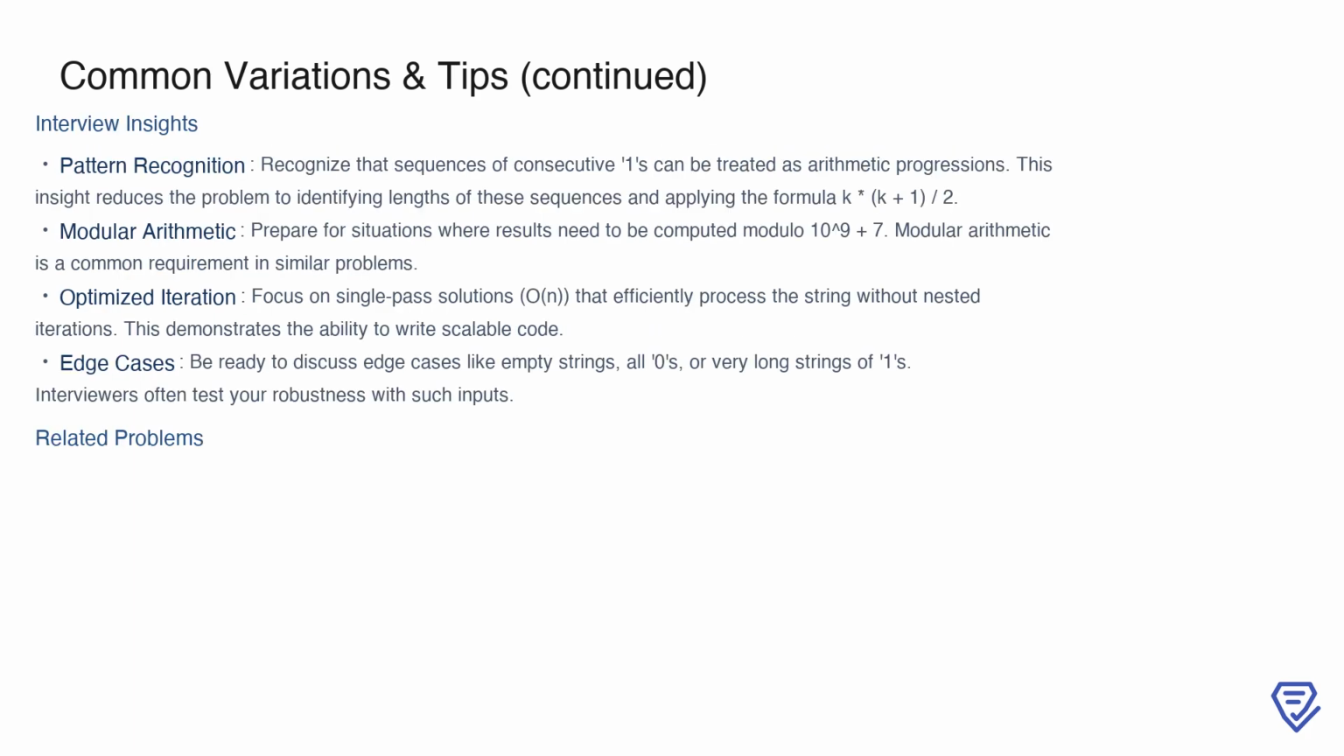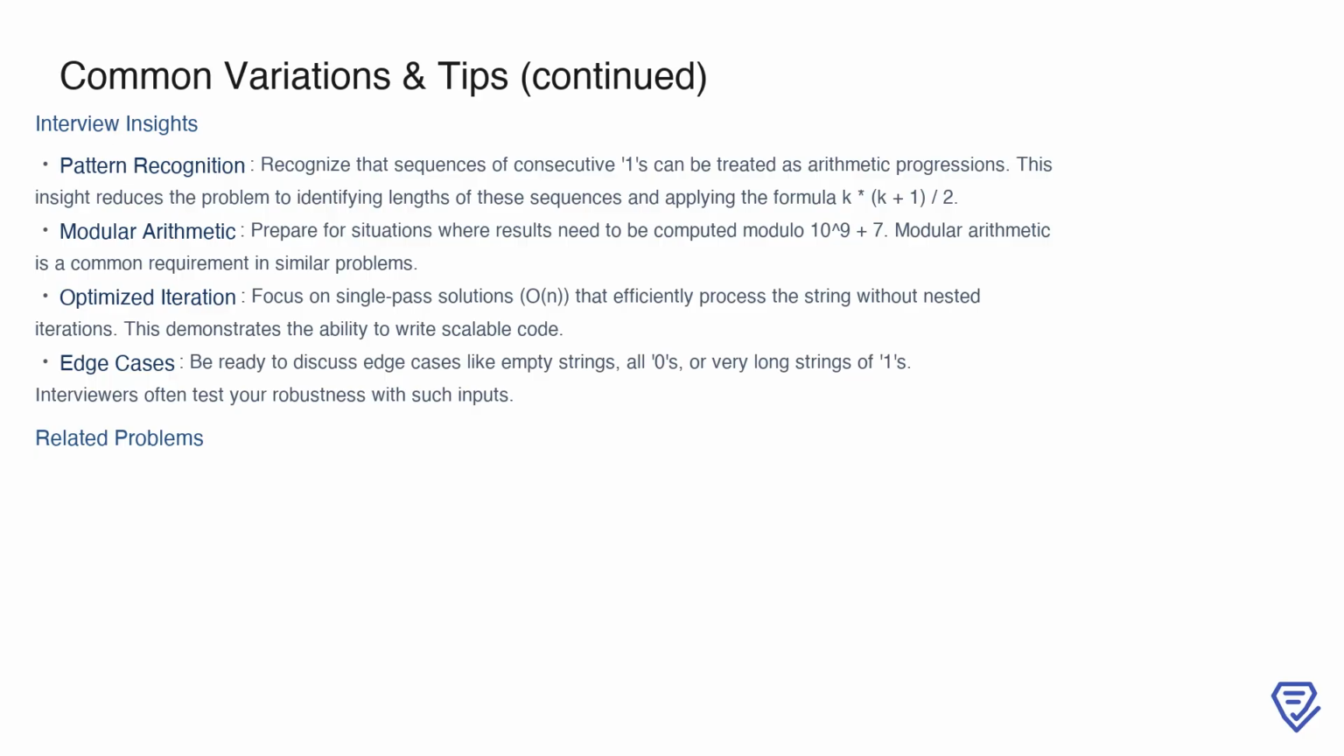A key insight for tackling this problem effectively is recognizing that consecutive sequences of ones can be treated as arithmetic progressions. Once you identify the lengths of these sequences, the formula k times (k plus 1) divided by 2 can be applied directly to count all their substrings. Modular arithmetic is another important concept to master, as many variations of this problem require results modulo 10 to the power of 9 plus 7.